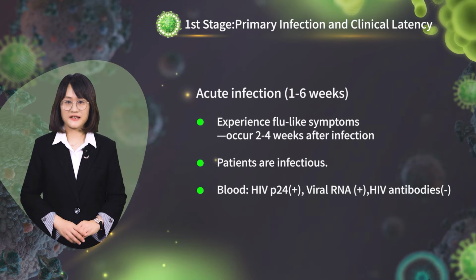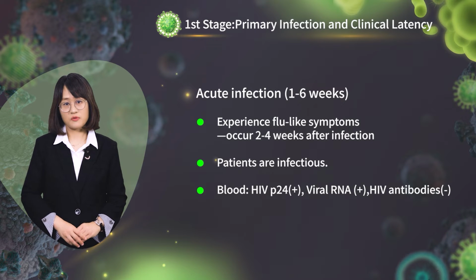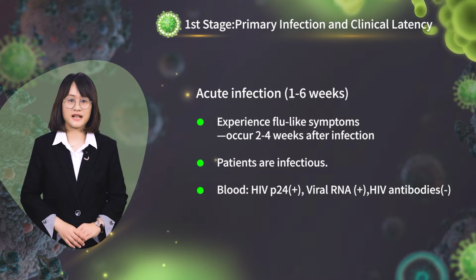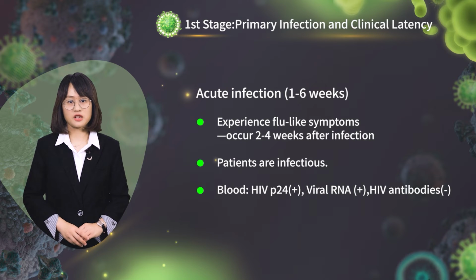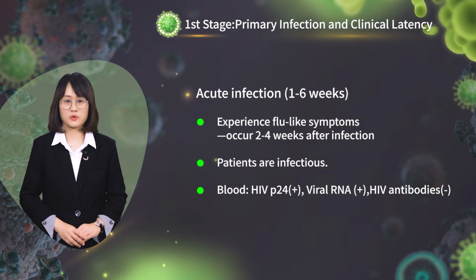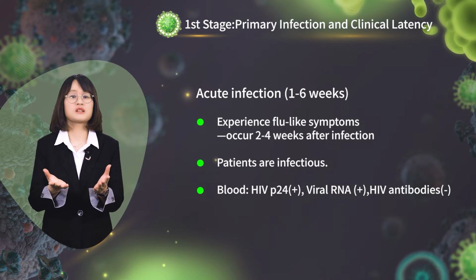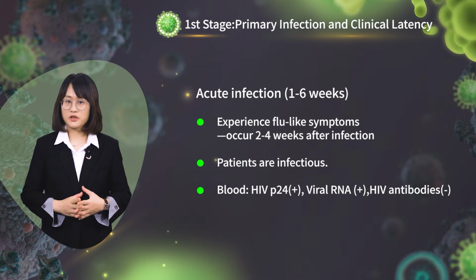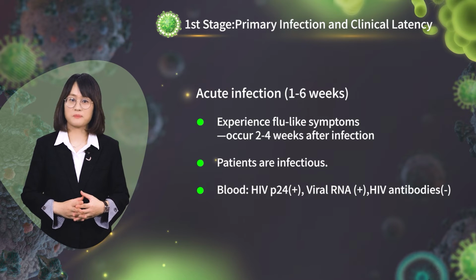The first stage is acute infection, followed by clinical latency. Many individuals experience flu-like symptoms, occurring approximately 2 to 4 weeks after exposure. During this acute phase, HIV infection is spreading and the viral load in the blood and other body fluids can be quite high, increasing the risk of transmission to others. p24 antigen and viral RNA can be detected, while anti-HIV antibodies are not detectable in this period.